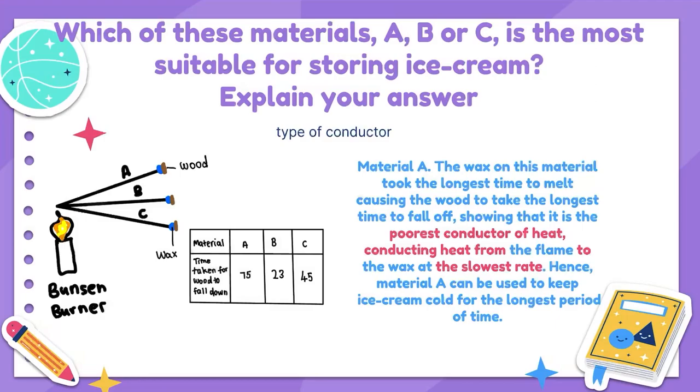Over here we have mentioned our keywords about which is a poorer conductor of heat, the comparison of the conductors of heat, and from where it's conducting heat from, and at what rate. Hence, material A can be used to keep ice cream cold for the longest period of time.